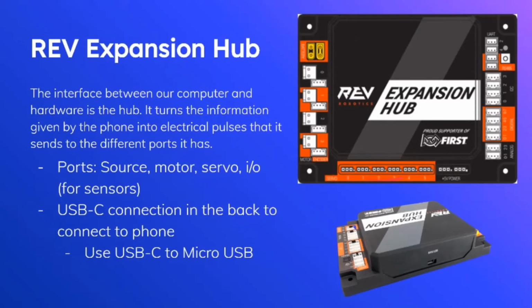And you also have I/O ports, meaning input output. Our sensors will not only receive electrical pulses, but they'll be able to send them back to our expansion hub and relay information that they've sensed. But we'll talk about that later. And that's about it for that slide.